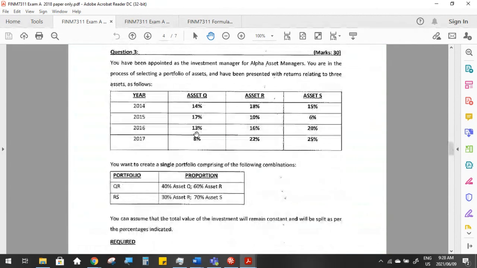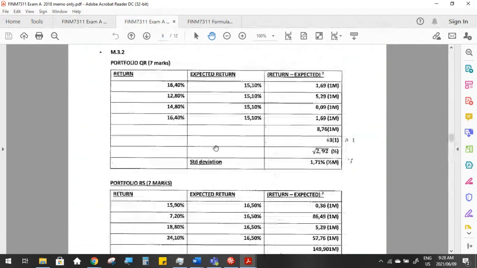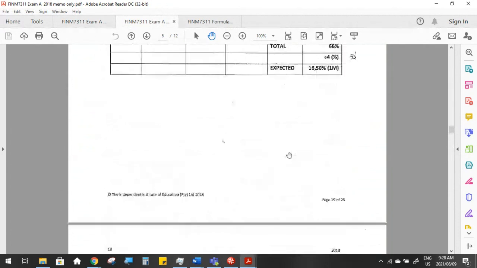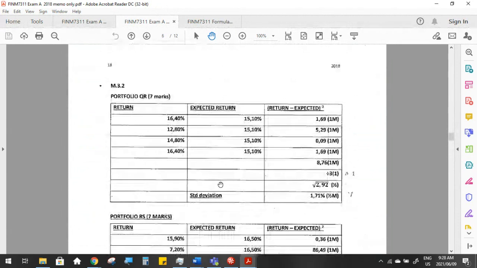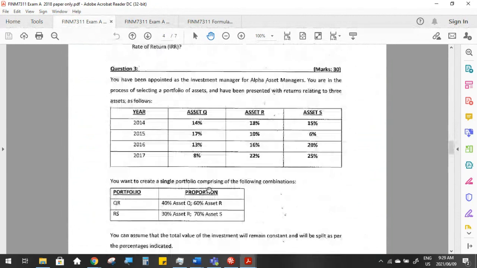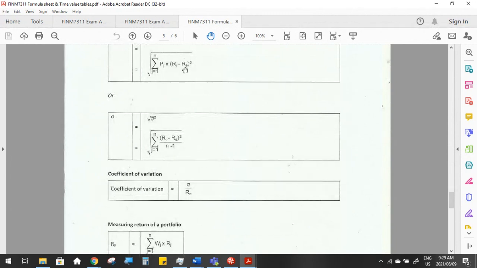You have a look. We've got a return for each asset. We've calculated an expected return for each portfolio, but there's no probability. They gave us no information about the probability of each of these returns. So that means you are going to use this formula here, which excludes that variable for probability.